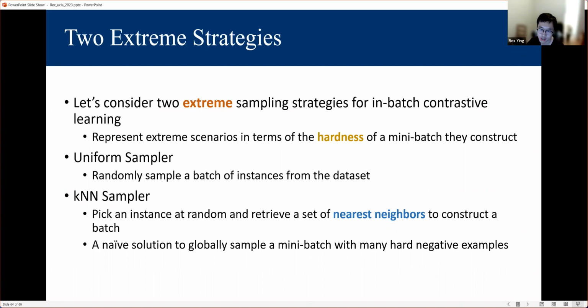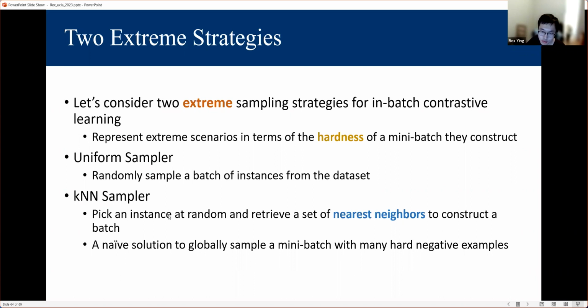So you can see it as a random instance as a negative. These negatives are not hard, obviously. It's just random, so it's relatively easy to distinguish. But then there's also KNN, which is a very aggressive strategy to find negative examples.